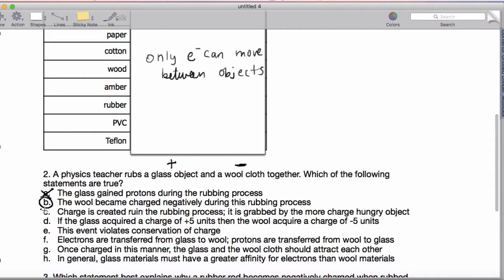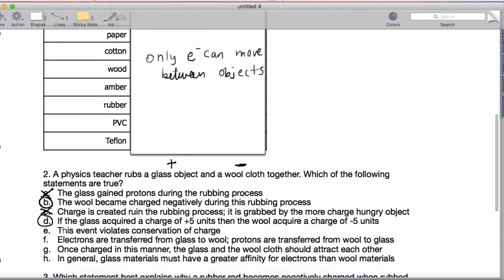You don't create charge. You scrape it off one object and give it to the other. So what that means for D is if we happen to acquire plus 5 units of charge on the glass, then the wool is going to acquire negative 5. In other words, you basically transfer negative 5 units of charge onto the wool object, and that reveals a plus 5 on the positively charged glass.